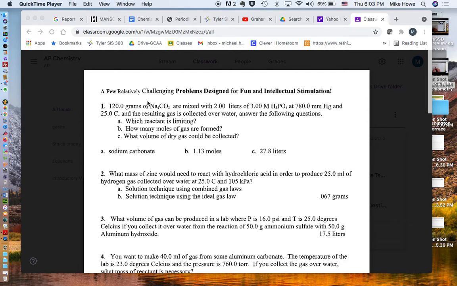You have 120 grams. You need to change that to moles. You have 2 liters. There's 3 moles per liter. So you need to change that to moles. That's real simple because it's 2 liters times 3 moles per liter, so it's 6 moles.